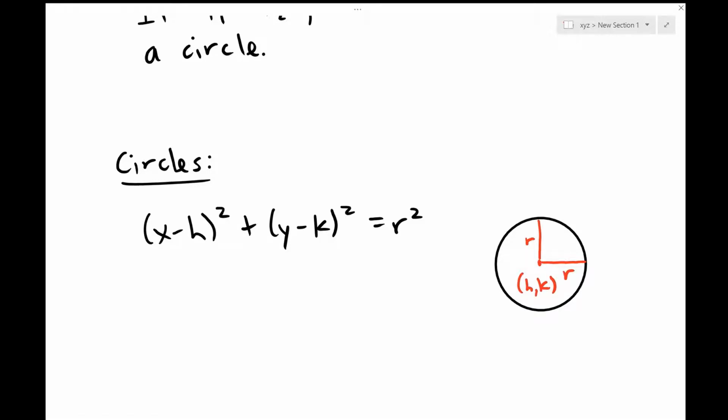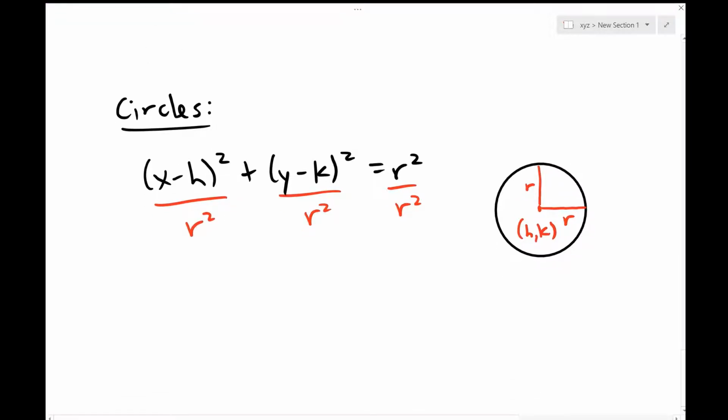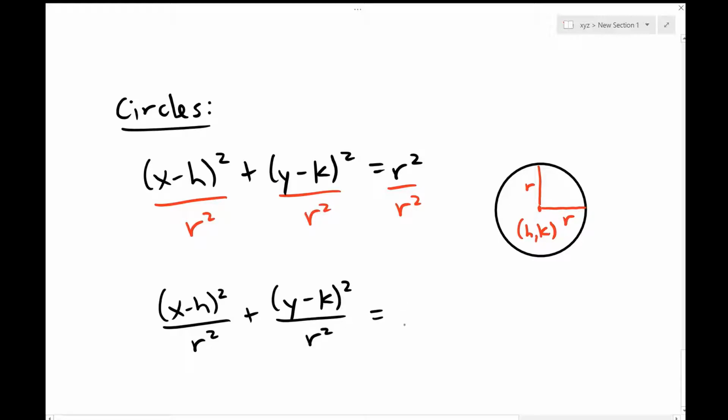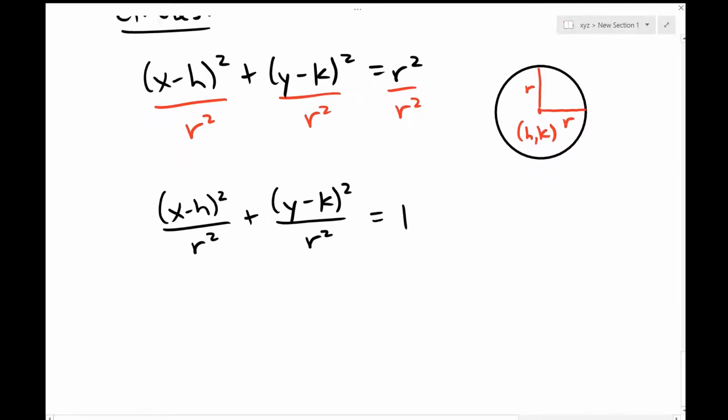So to understand equations of ellipses, what we're going to do is take this equation and divide everything by r squared. So I could rewrite this equation as (x minus h) squared over r squared plus (y minus k) squared over r squared is equal to 1. Well, for ellipses, it's a similar idea. The only difference now is that we're looking at two different distances when we go in each direction.